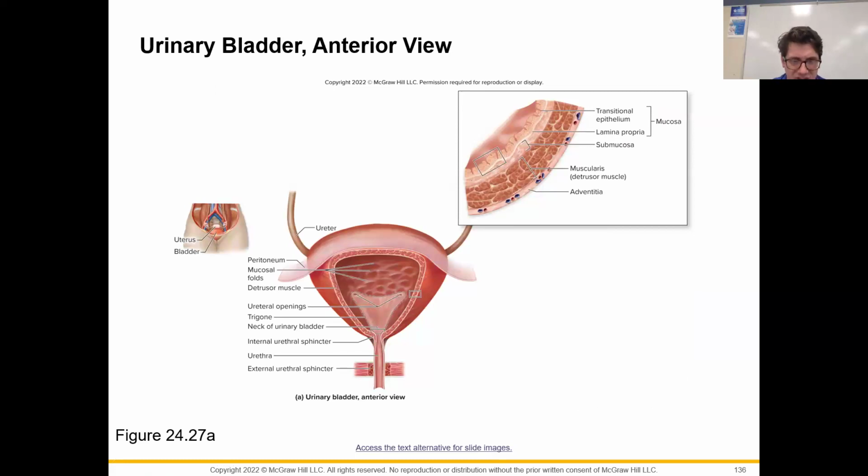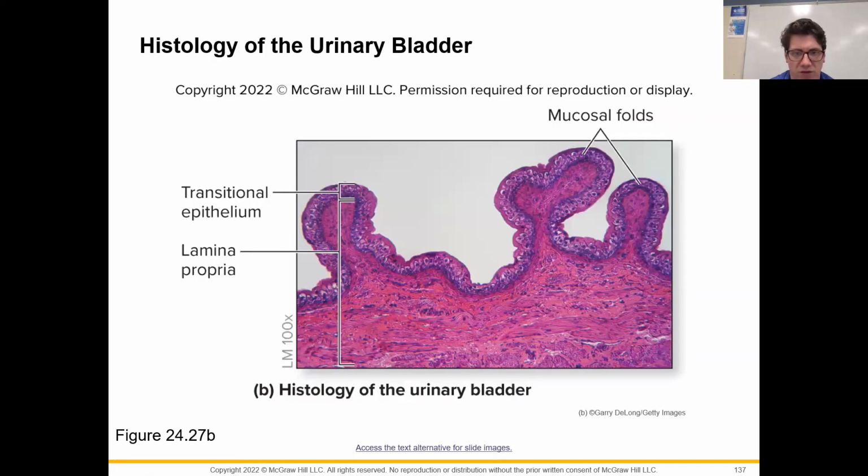Now, in addition to that, the bladder wall is also composed of muscle. Primarily, it's going to be our detrusor muscle here. That's our primary muscle of the bladder, so that whenever we do go to the bathroom, we can squeeze that muscle, and that's going to help us push the liquid out of the bladder.